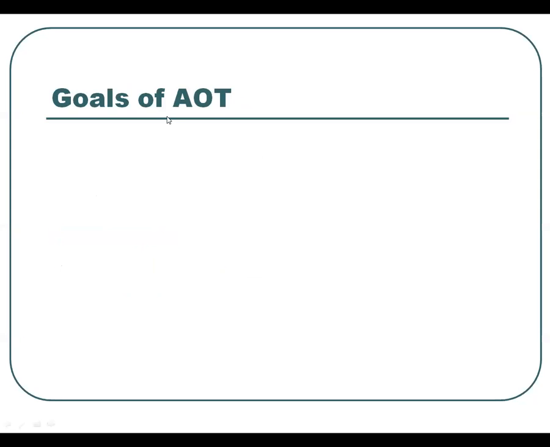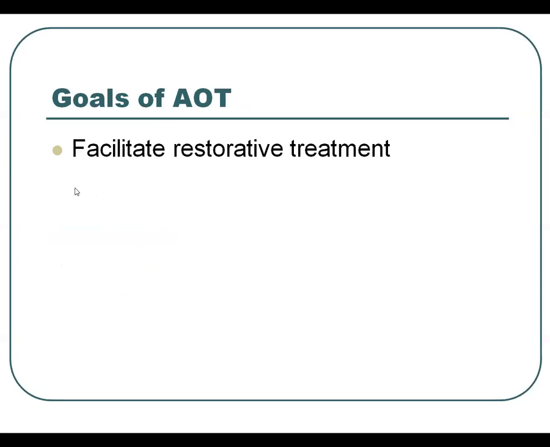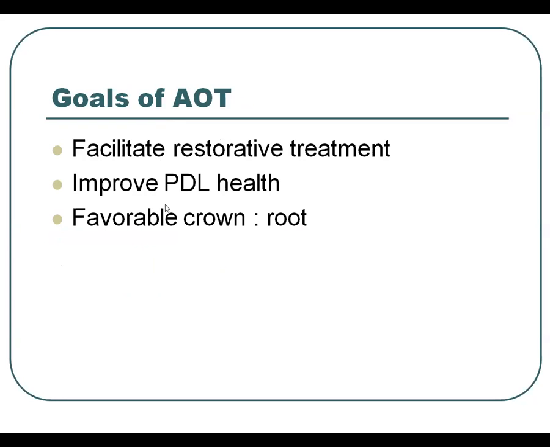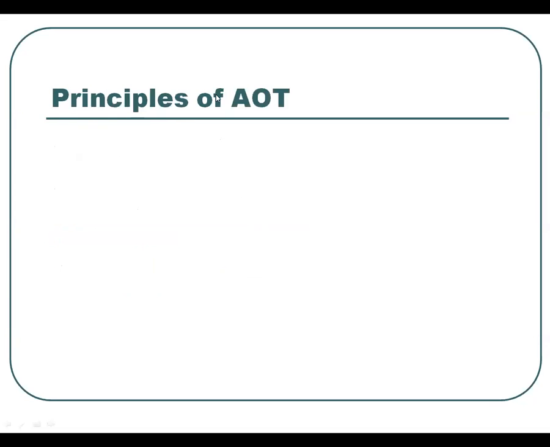Coming to the goals of adult orthodontics. What are the goals? Facilitate restorative treatment. Next, improve periodontal ligament health. Next, favorable crown root ratio. So these are the goals of adult orthodontic treatment.